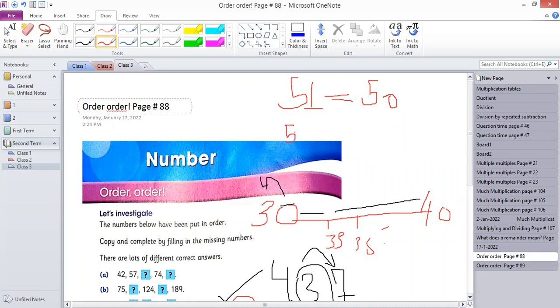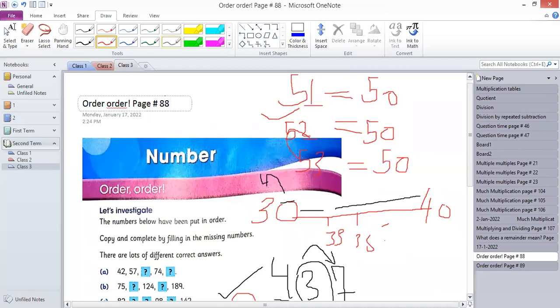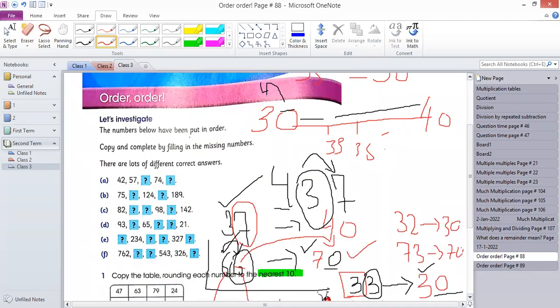Write 52. 2 is less than 5. So the number will also not change in the tens. Write 5 as it is. Instead of 2, you will write 0. Write 53. 3 is less than 5, so the number will not change. It will be 5 and 0 ones. Then the number 54. On the ones place, it is 4, which is less than 5. So 5 will be as it is, no change, 5 and 0 ones, 50.